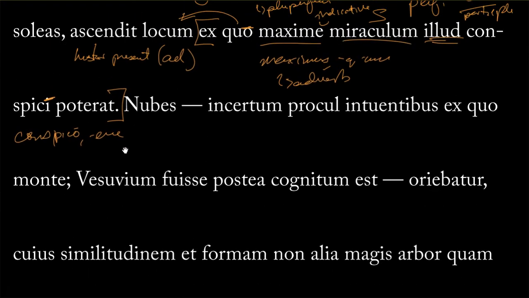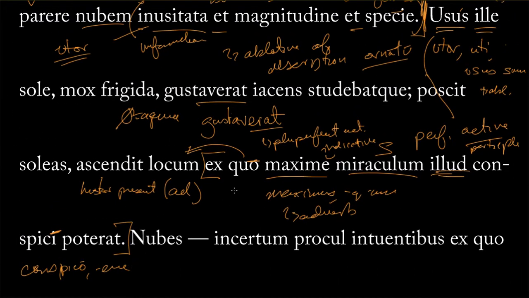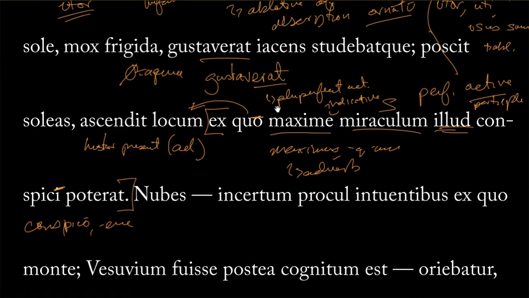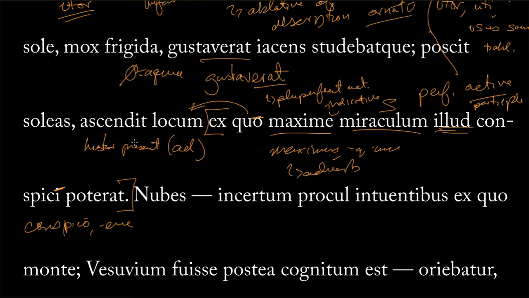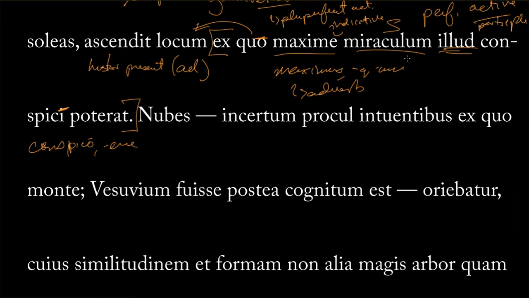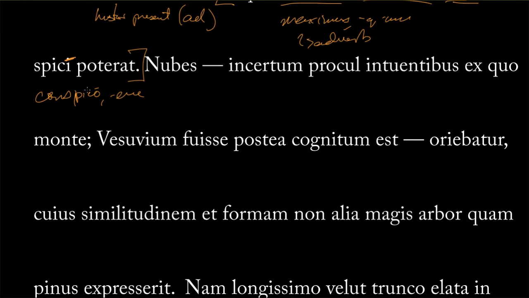So we were just talking about the fact that Pliny the Elder himself, a famous guy, had taken a sun bath and a cold water bath, had eaten and was lying and studying. He demands his shoes. He climbs up to a place from which the miraculous cloud, that wonder, was able to be seen.